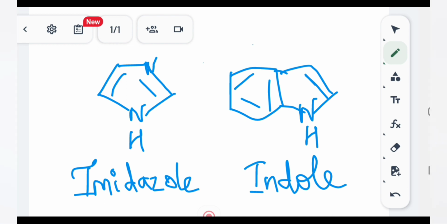In the next video, we will see the aromaticity order. It is a very important question. It was frequently asked in both CSIR and JAM. So we will see the aromaticity order in the next video.